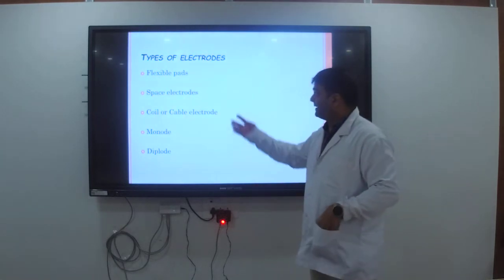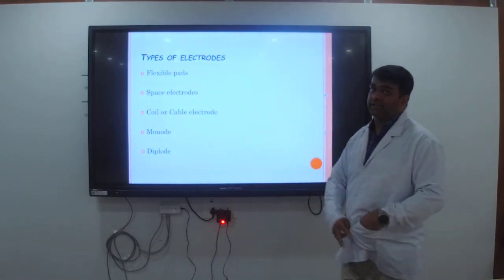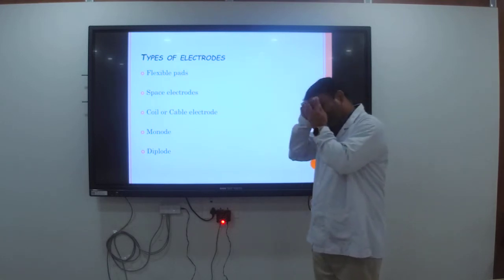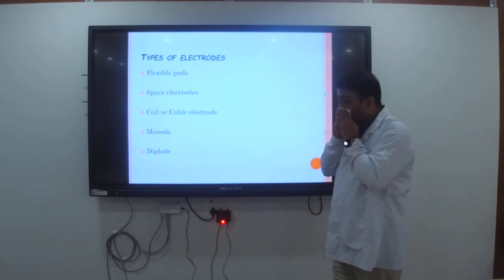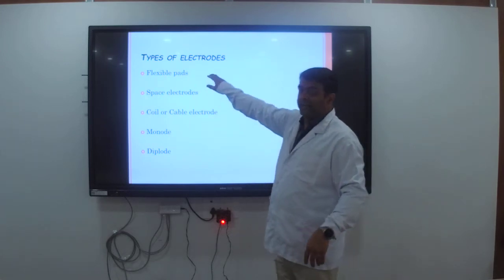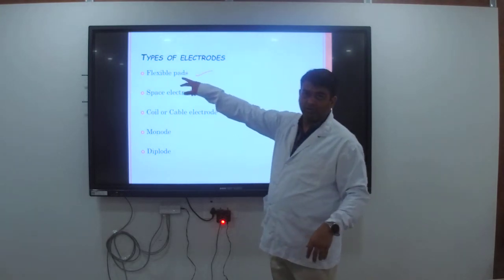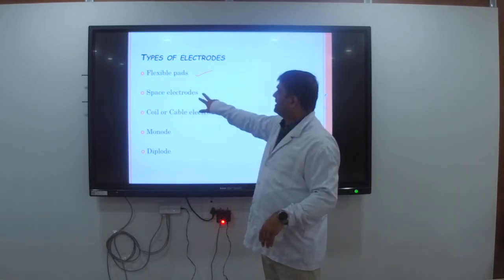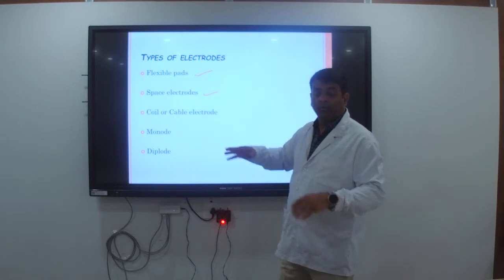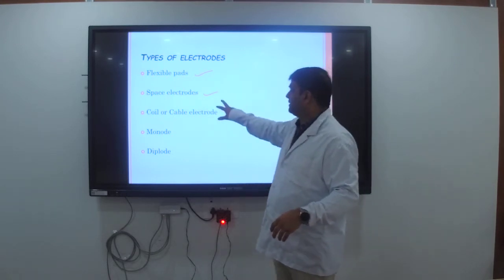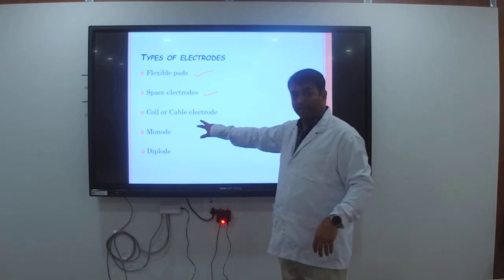Okay. As I said, I've shown the picture, this is according to the types of electrodes. There are flexible pads, which we saw, the blue ones, those are the flexible pads. Then the space electrodes, which we saw applied to the knee. The next is coil or cable electrodes.